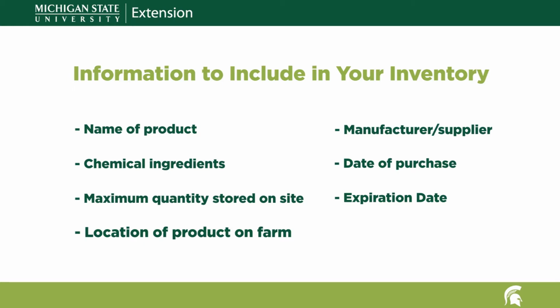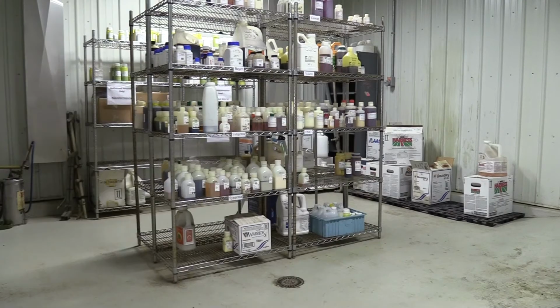Other important information you may wish to include for each chemical includes the company who makes the product, where you bought it from and when, and any expiration dates. And don't forget to update your inventory as you start using new products or chemicals.